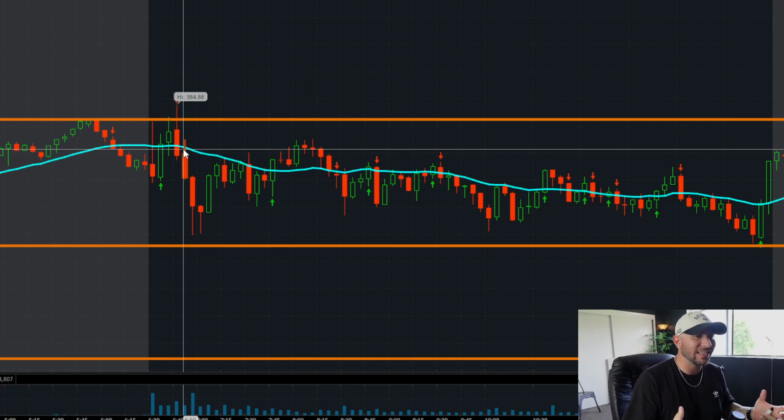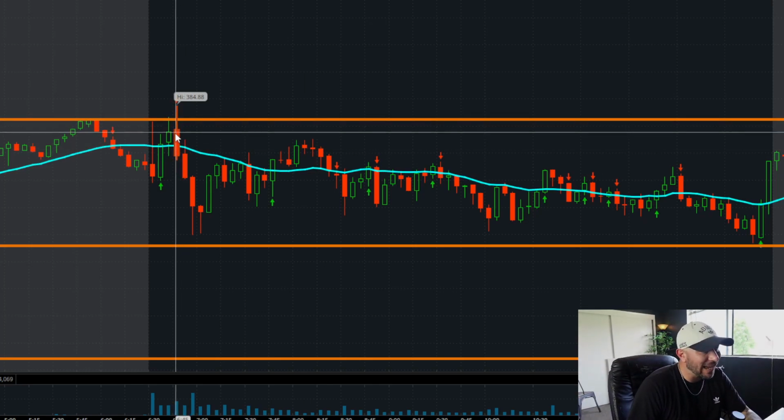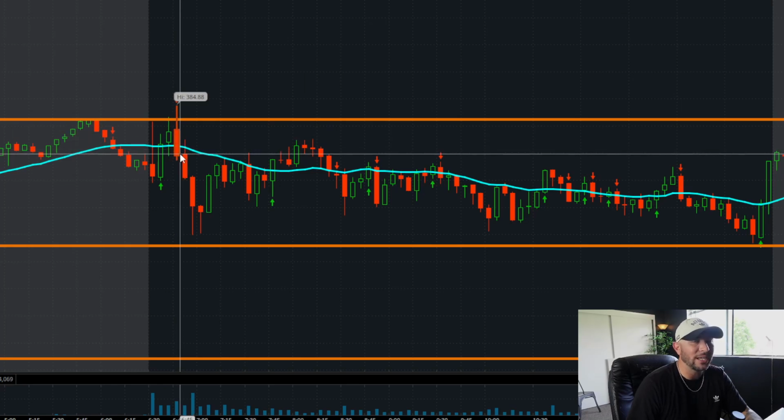Because the first thing we want to do is protect ourselves. We can be wrong, but we cannot blow up our accounts. We cannot be so wrong to where we're just losing all of our money that we're putting into the market. So when this candle closes back below the 20 SMA, again, it's going to tell you price action, short-term sentiment has changed. The momentum is changing.